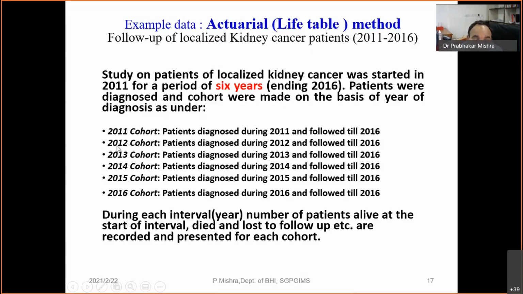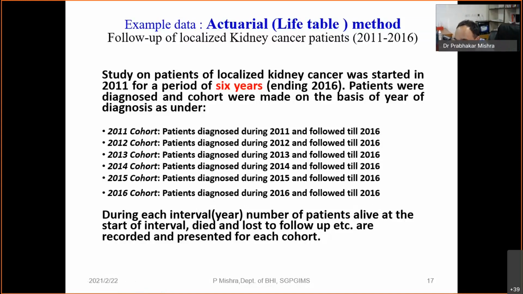But those coming in 2012 definitely have only 5 years. Those coming in 13 have 4 years. Those coming in 14 have 3 years. Those coming in 15 have only 2 years. And those coming in 16 have a maximum of 1 year of follow-up. For these patients, maximum follow-up is possible for 1 year only.